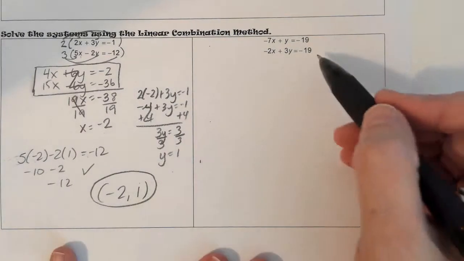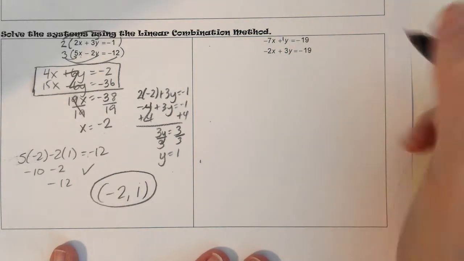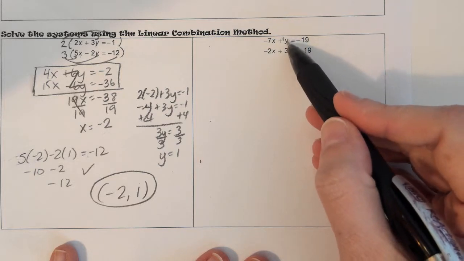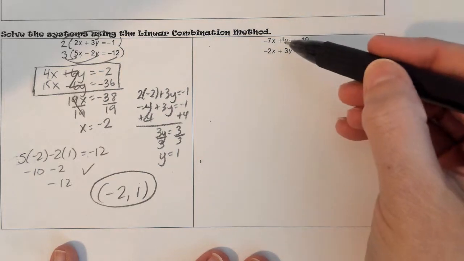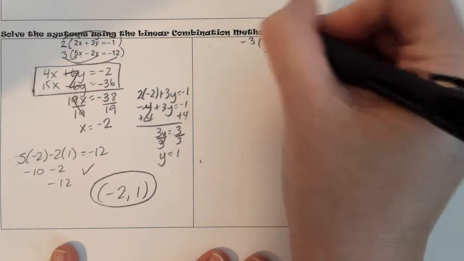Okay, when I look at this one, I see I've got a single 1y and I've got 3y. So I could easily make a zero pair right here by multiplying this row by negative 3, because then I'd have negative 3y and positive 3y. So I'm going to do that. That saves me some time.